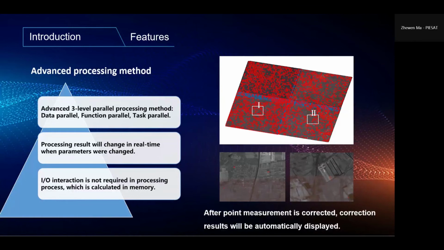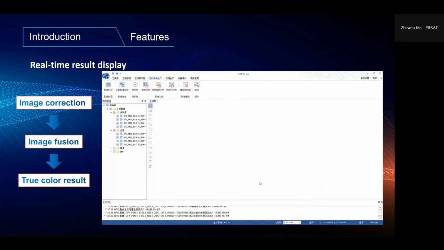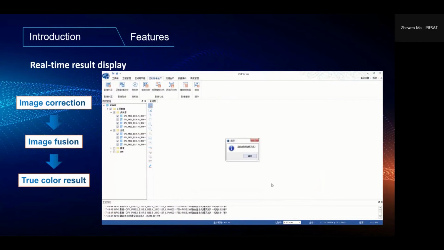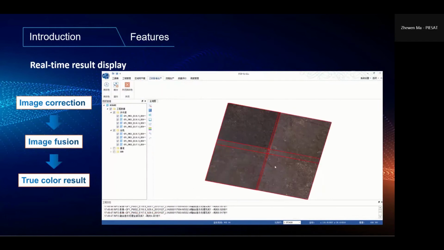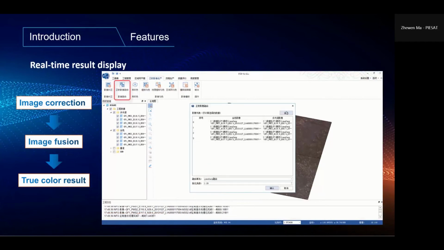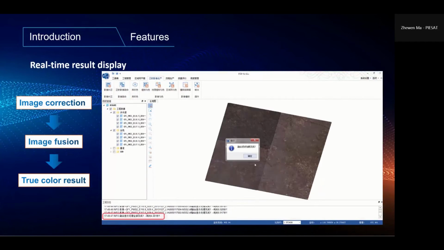So after the point measurement is corrected, the correction results will be automatically displayed. This GIF displays a normal example that when you are performing the process, the real-time result will be displayed on the screen. That includes image correction, image fusion, and finally the true color result output.